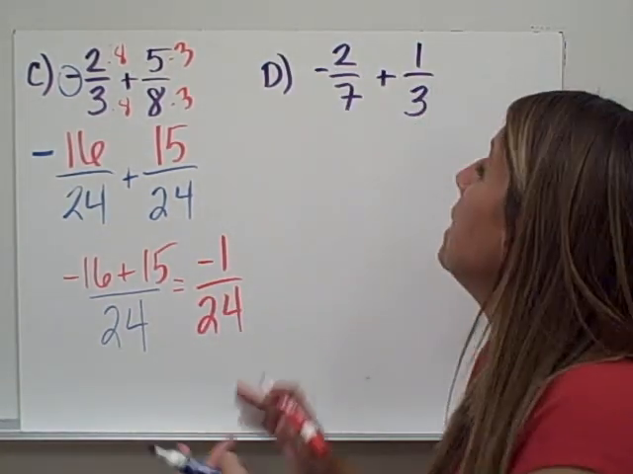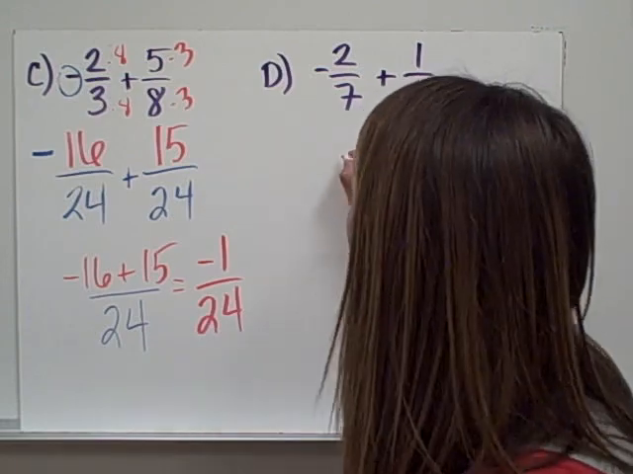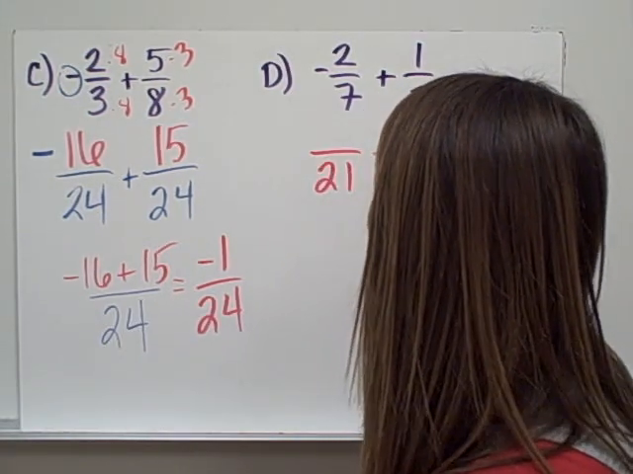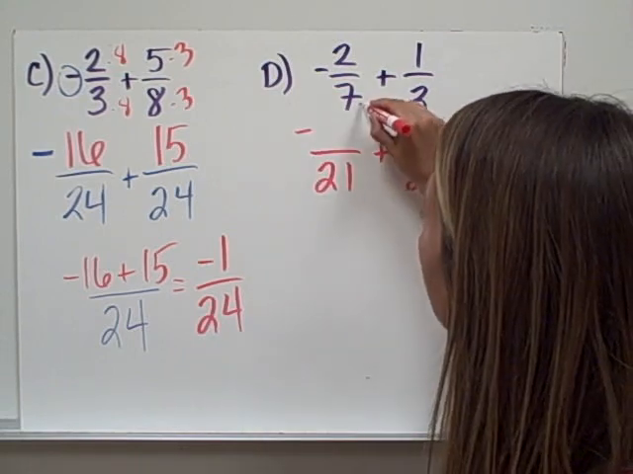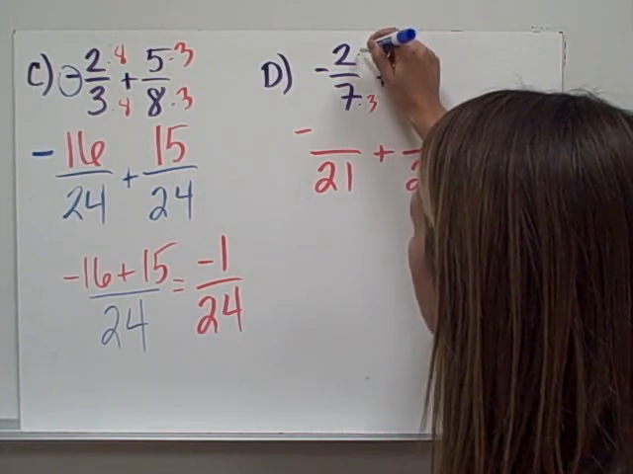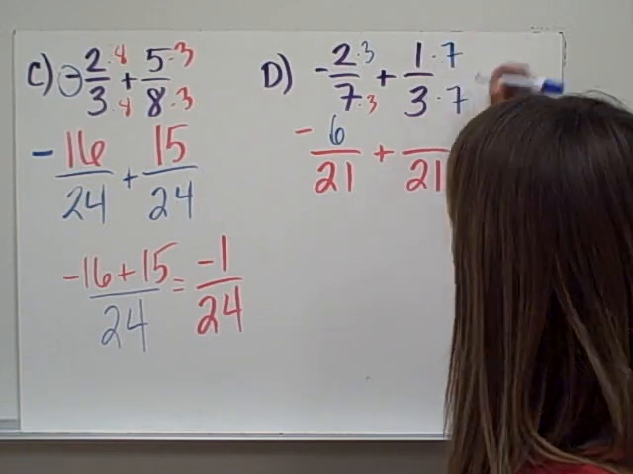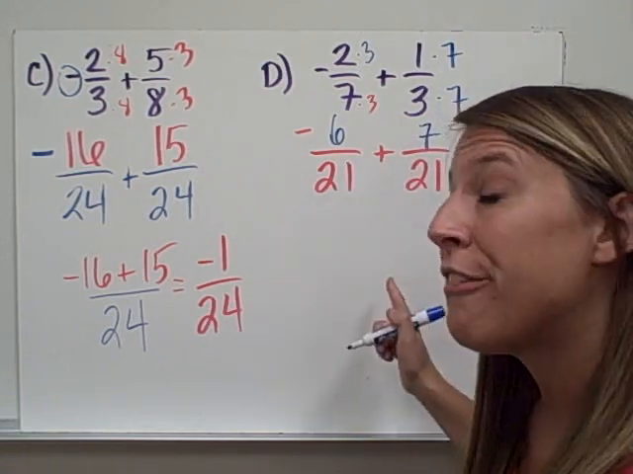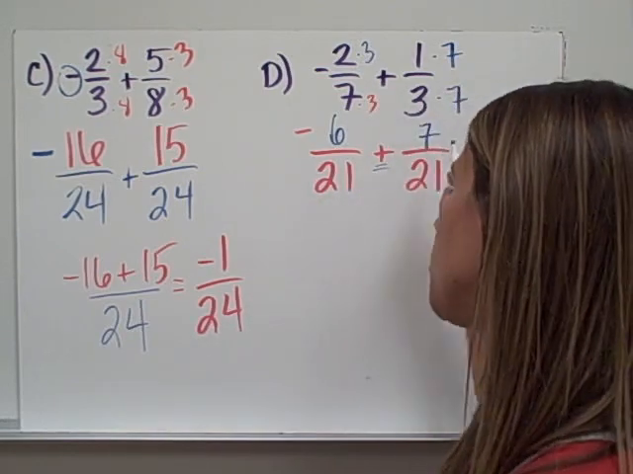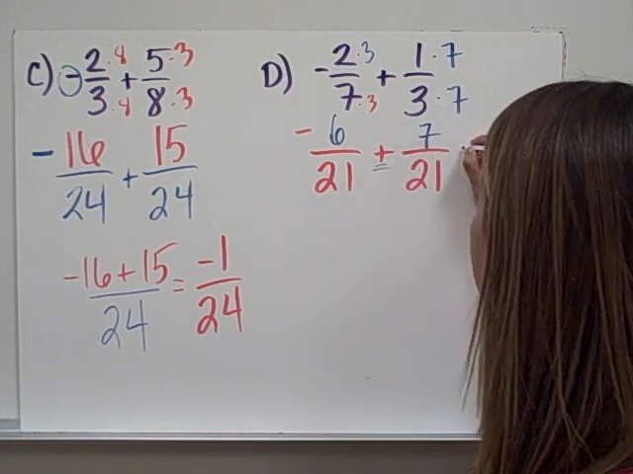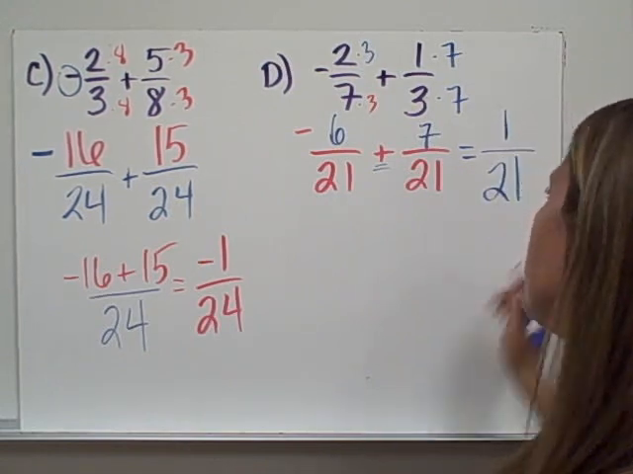And example D, negative 2/7 plus 1/3. I can tell you that the common denominator is going to be 21, which is what I get when I multiply them. What I do to 7 to get 21, I multiply by 3. And so I have to multiply 2 by 3 to get 6. I multiplied 3 by 7 to get 21, so I multiply 1 by 7. And again, my signs are different. I am adding. And so if the signs are different, find the difference. The difference between 7 and 6 is 1. And I keep it positive because 7 is larger in absolute value and it is positive. So this answer is 1/21.